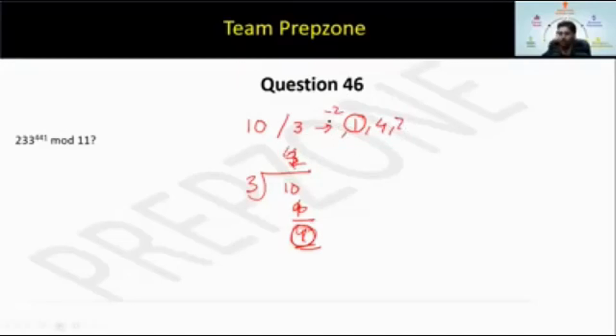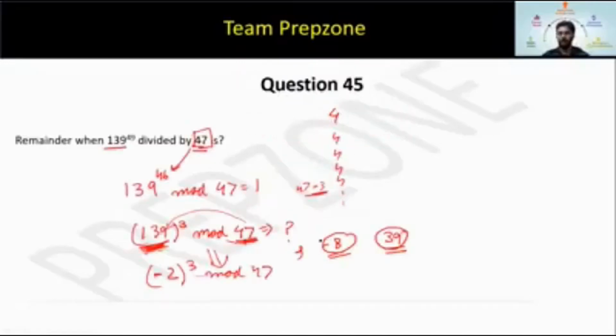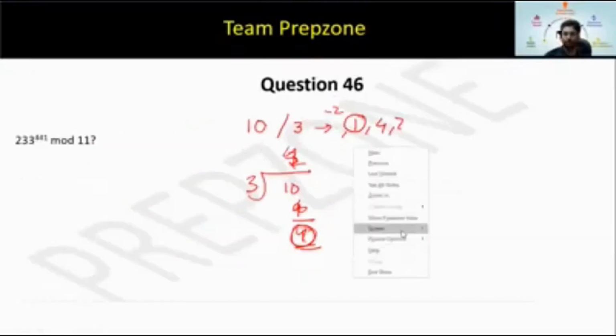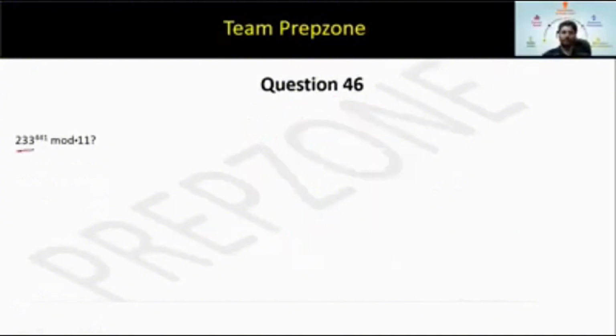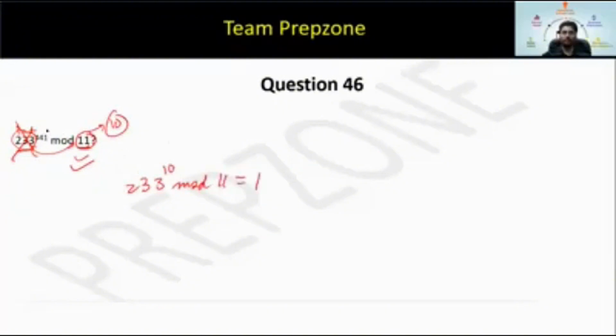So in the previous question, if I'm saying that the remainder is minus 8, I can also say that the remainder is 47 minus 8, which is 39. Now is it clear? So in this question, mod 11, is this a multiple of 11? Plus, minus, plus? No, it is not a multiple of 11. Are these two co-prime? Yes. Can we apply Euler? Yes. Is 11 a prime number? Yes. What is the Euler? 10 will be the Euler. So 233 to the power 10 mod 11 will be 1. How close can I get? 440, this is 441.